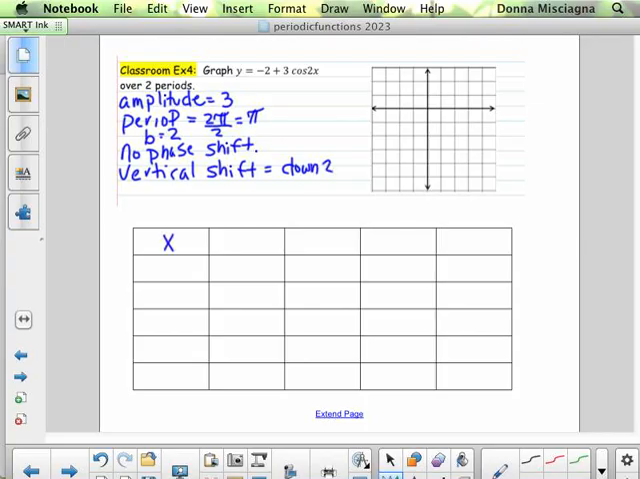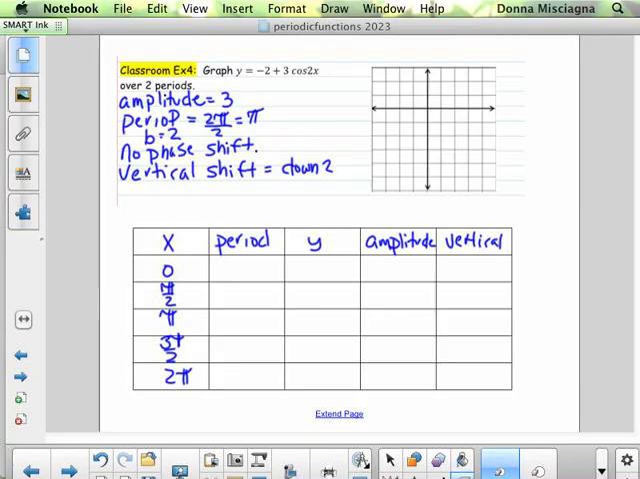So we have x, we have period change, y, the amplitude change, and the vertical shift. So the x values are 0, pi halves, pi, 3 pi halves, and 2 pi. This is cosine again, so again it's going to be, sorry, the next one's sine. I started to write the 0 for the next one. 1, 0, negative 1, 0, 1.